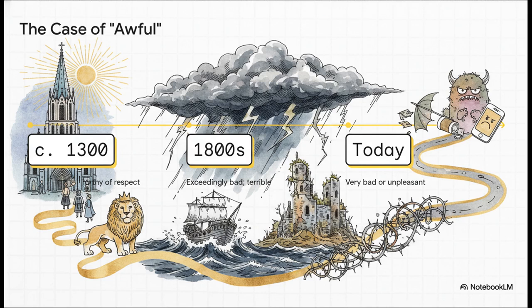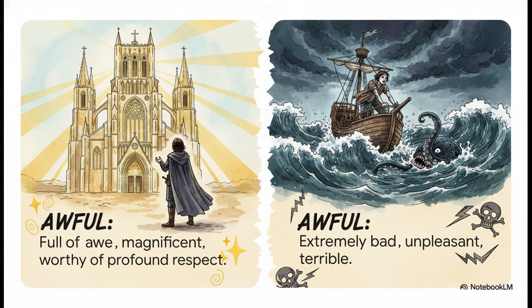Let's look at our first subject, the word awful. Now, if you traveled back to, say, the 1300s and someone said something was awful, they meant it was literally full of awe. Awe-inspiring, something you'd respect deeply. But fast forward to the 1800s, and suddenly, it means terrible. It completely flipped on its head. I mean, how crazy is that? Just look at that side by side. On one hand, you have full of awe, magnificent. On the other, extremely bad, unpleasant. It's the same exact word. This is what makes being a word detective so cool. You uncover these hidden stories, these complete transformations locked inside the words we use without a second thought.